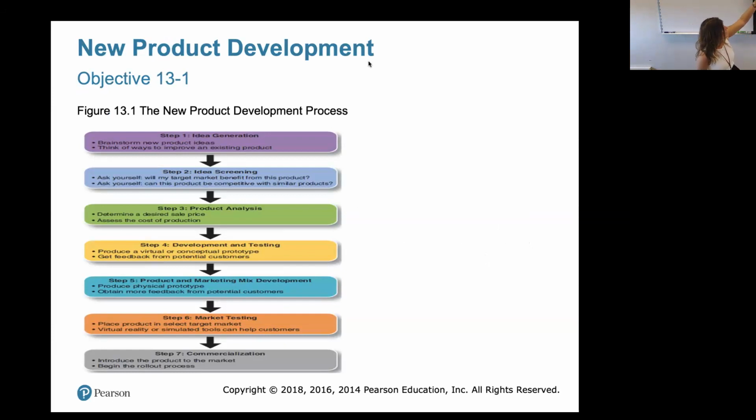At the beginning, you come up with ideas. How can you come up with ideas? Companies constantly do this when they want to come up with new products or new services, right? They can brainstorm new ideas, get employees together, or maybe brainstorm even with customers. You can have customer focus groups and so forth. Or you can think of ways to improve an existing product. We have an existing product. How can we improve it? What can we do to make it better?